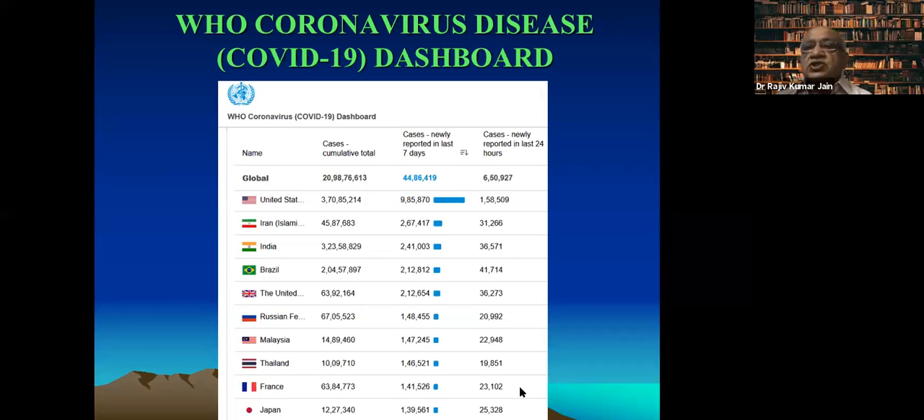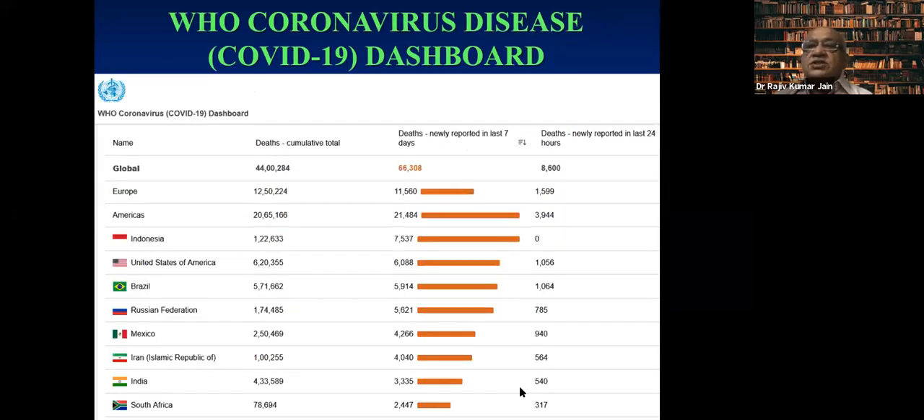Let's see the situation in terms of deaths. Next slide, please. This is the situation in terms of deaths. And what do we see? Highest deaths were reported from Indonesia, 7,537. United States, 6,088 deaths in 1 week. Brazil, 5,914. Russian Federation, 5,621. Mexico, 4,266. Iran, Islamic Republic of Iran, 4,040. India, 3,335. South Africa, 2,447. Once again, you find the deaths are spread all across the world, across the continents.